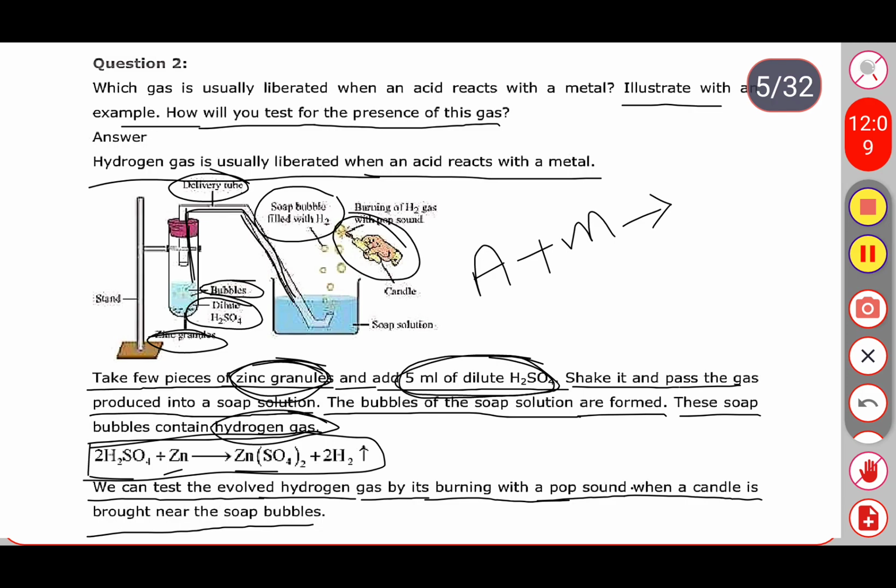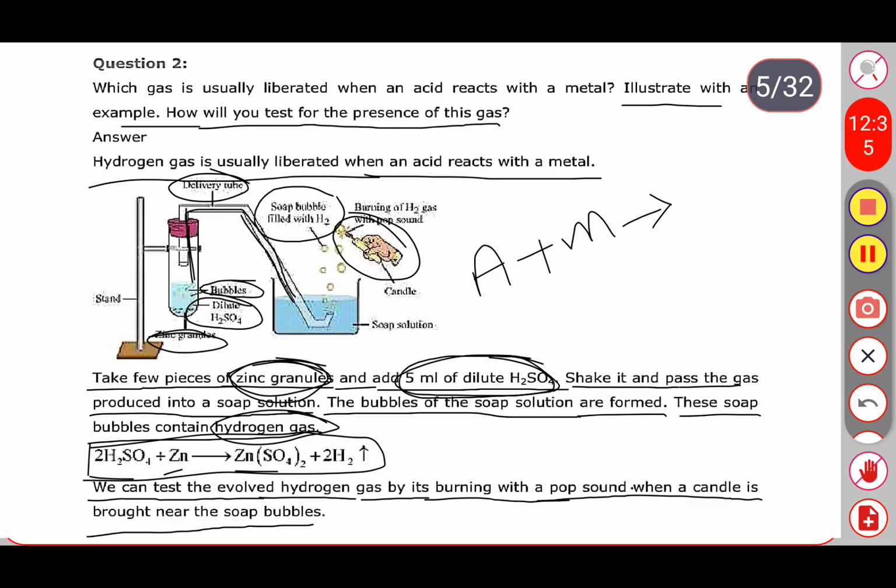So this is the process. With the help of this process we can easily identify the liberation of hydrogen gas. So whenever a metal reacts with an acid, it will liberate hydrogen gas along with the salt. Let's see the next question.